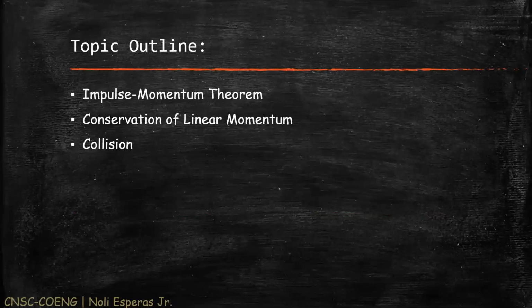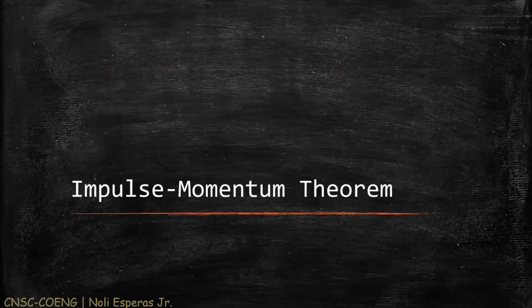Our topic outline: first, we have the impulse-momentum theorem. Then we have the conservation of linear momentum. And lastly, collision. Impulse-momentum theorem.